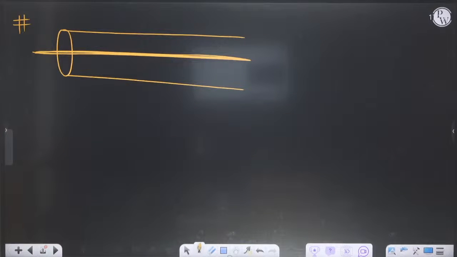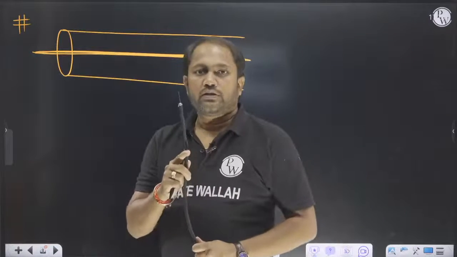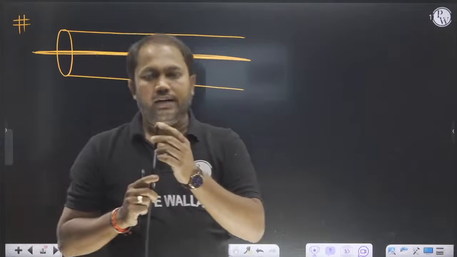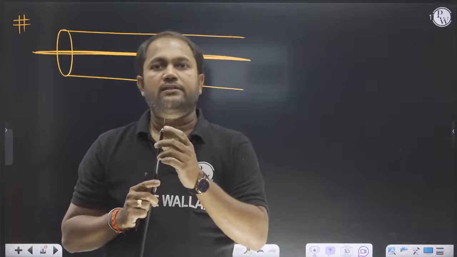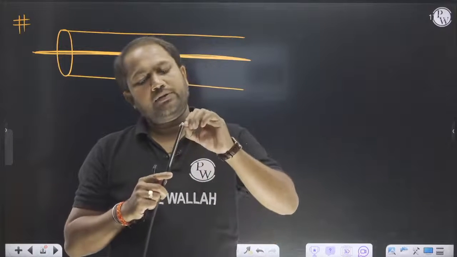Which type of transmission line are you seeing? This type of transmission line. This is our transmission line which you see. This one is our conductor, and this one is our dielectric. So first the conductor, then the dielectric, and then the conductor.